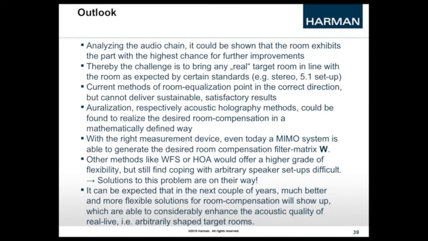So now coming to the outlook. If we analyze the audio chain, it could be shown that the room exhibits the part with the highest chance for further improvements. Or, to be honest, it's the interaction between speaker and room. Thereby the challenge is to bring the real target room in line with the room as expected by certain standards.